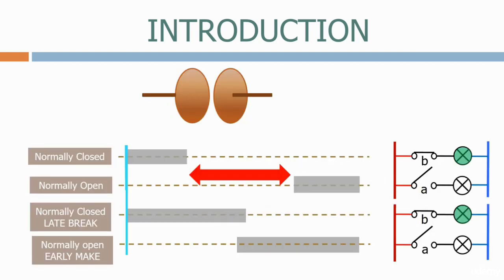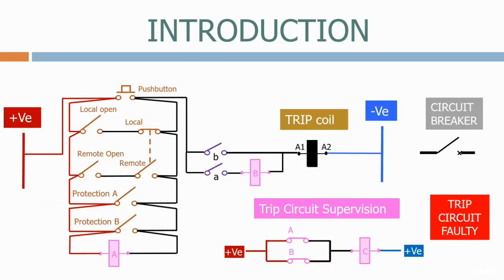In the next section, we look at circuit breaker protection. We start by looking at the circuit breaker auxiliary switches, which are a key component in any protection system. We then look at the main circuit breaker protections, including trip circuit supervision.